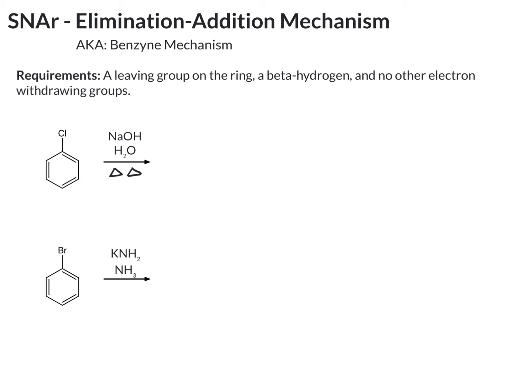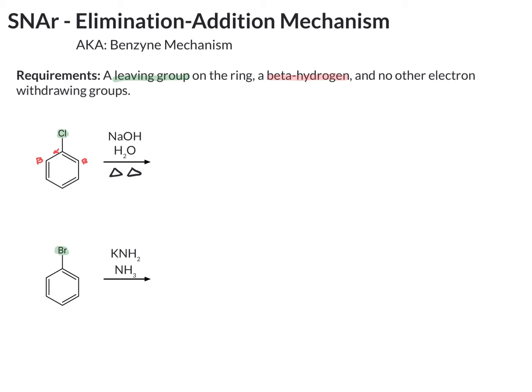So we still have a leaving group on the ring. So here that would be the chlorine or the bromine. We do need a hydrogen beta to that leaving group to eliminate. So as long as you have a hydrogen on a beta carbon, and remember that the carbon with the halogen would be your alpha carbon, and these would be beta carbons. And in this case, we have beta hydrogen on both of those carbons. Same thing on the structure below.